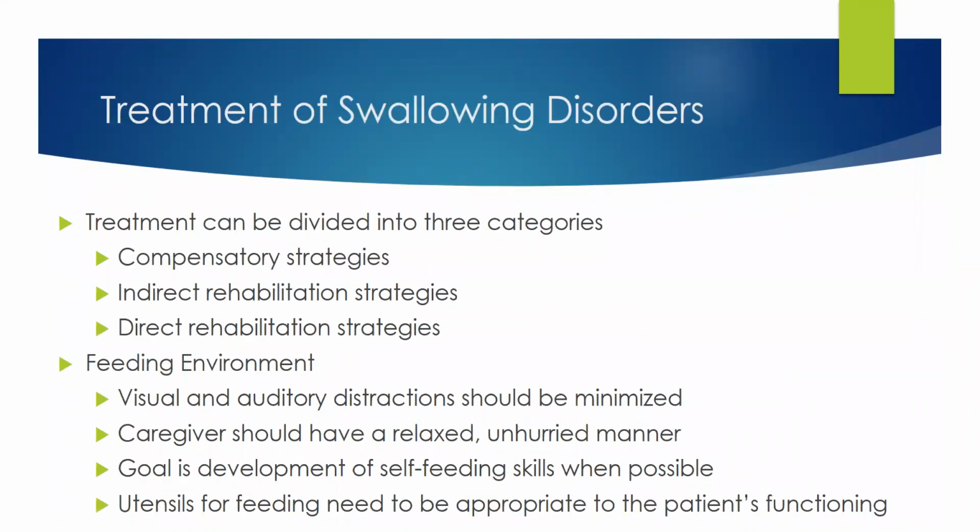So your textbook has divided treatment approaches into three basic categories. We have compensatory strategies that are used to change the flow of the bolus. They're helpful when we use them, but they don't carry over and impact physiology per se. So they're helpful when we use them, but they don't change the way we swallow if we don't use them. And then we have indirect swallowing rehab approaches and direct swallowing rehab strategies. I'll define those in just a minute.